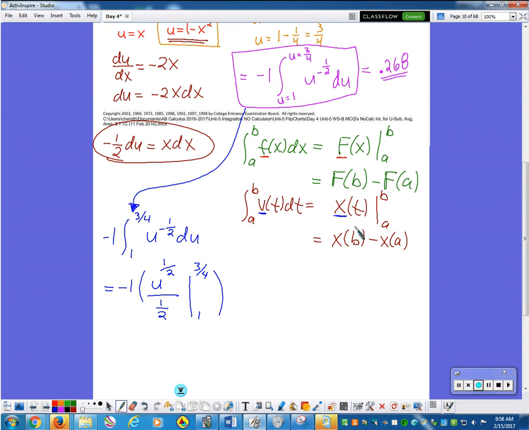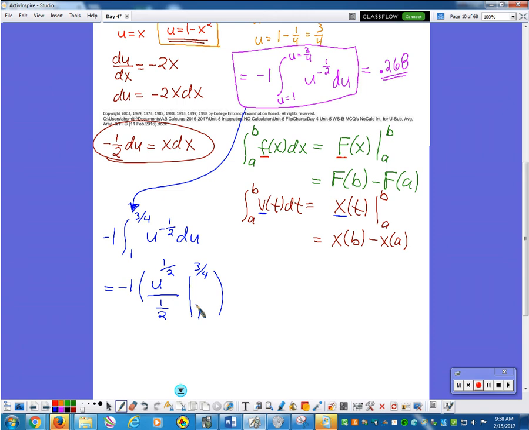Are we not thinking of u as 1 minus x squared? Great comment. Two tickets for that. When we did an antiderivative, we would get to this point, and then we would back substitute. But because we're doing an integral, we're not going to. We're just going to stay with u and forget that we ever had an x. So then when we plug in the 3/4 and the 1, that just goes into u. Do you see the difference? Perfect.